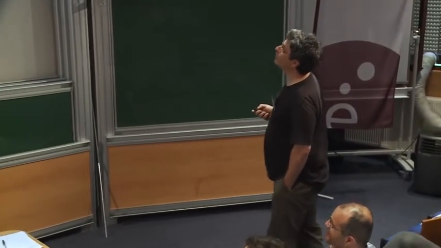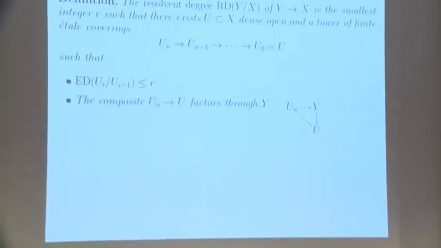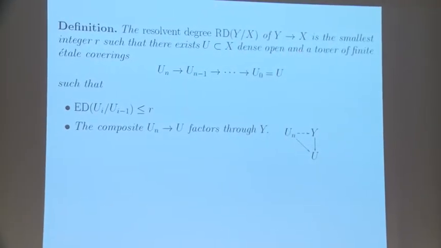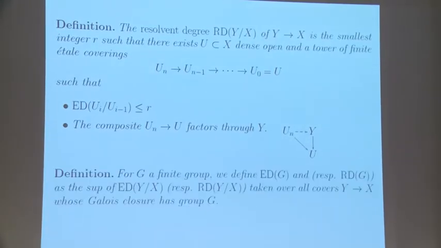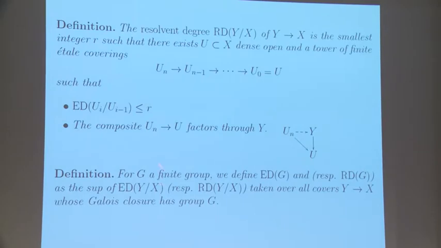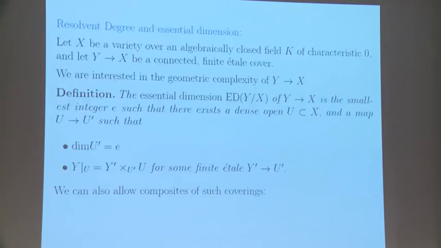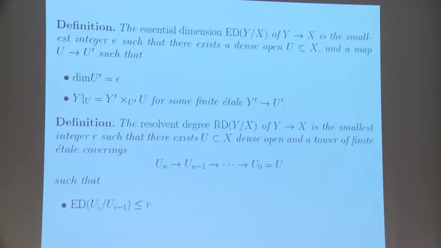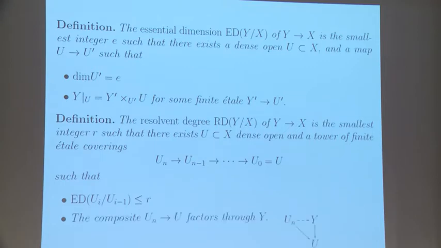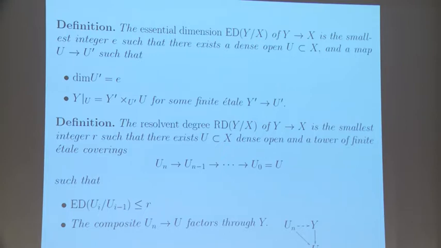Okay, so here we have the definition again of resolvent degree. There are two notions: one is for the individual covering, whether it comes from something of smaller dimension, and then you have towers. And then there's a notion for a finite group: you can define essential dimension and resolvent degree of the group G as the sup over all coverings Y over X such that the Galois closure has group G. This is in fixed characteristic. My k was characteristic zero. Later on, I'll use some arguments right at the end in mixed characteristic. But for now, most of the talk, k will be in characteristic zero.